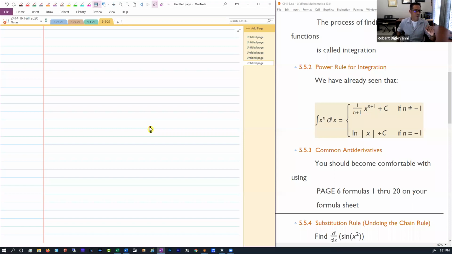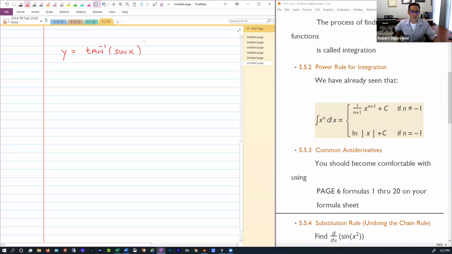I'm going to give us a function. We're going to differentiate it, and then we're going to look at that answer, and then we're going to try and find the antiderivative. Okay? So let's just start out with something like this. Y equals arctangent of sine of x.